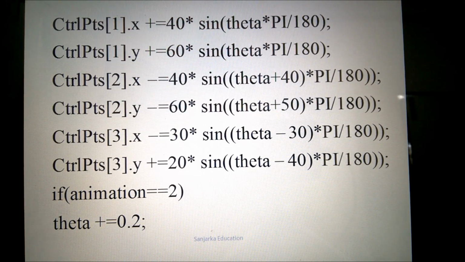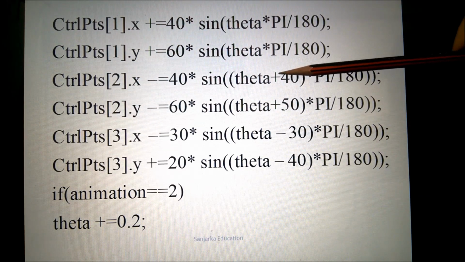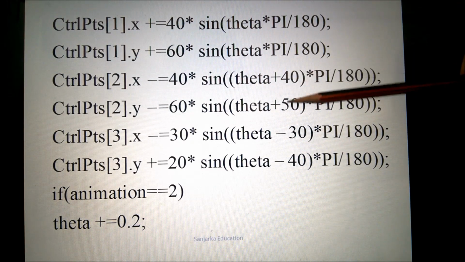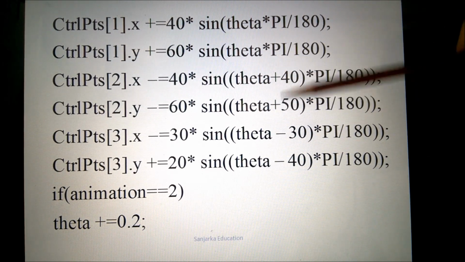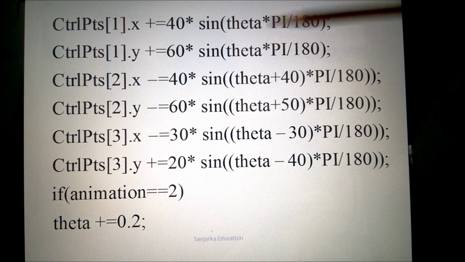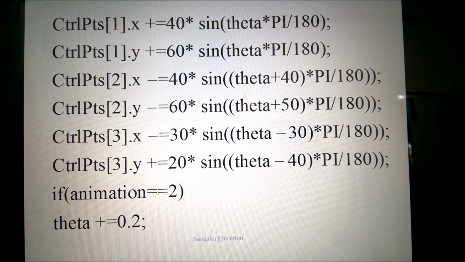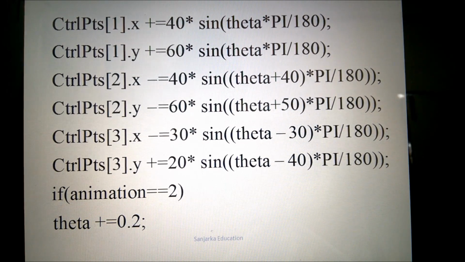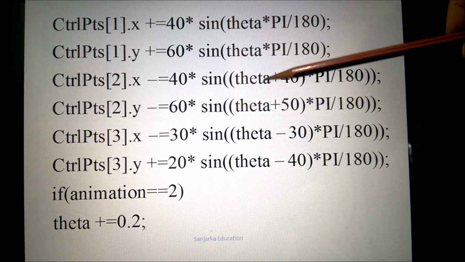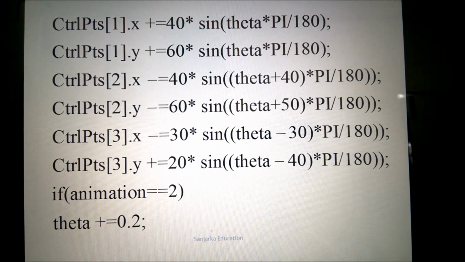Similarly for the third control point also. But another thing has to be mentioned, why we have used theta plus 40, theta plus 50. That is nothing but that we are not keeping all of these in the same phase. If we keep them in the same phase, this wave will be of a very systematic manner. But when a flag is waved, it waves randomly. Therefore we keep a different phase for different control points, and that is the thing.